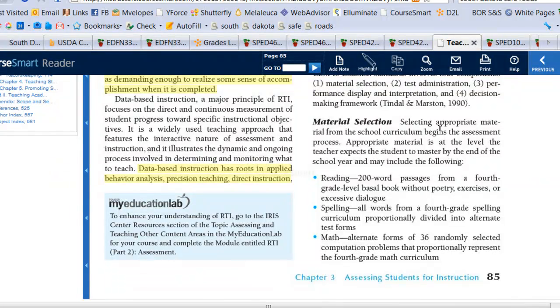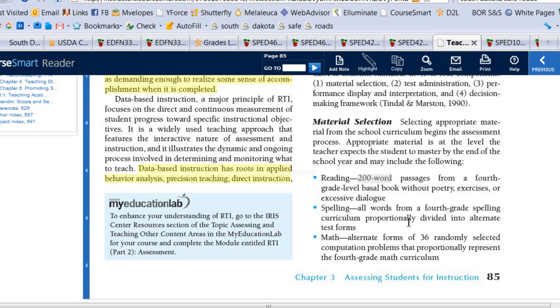So here's some examples of material. Selecting appropriate material from the school curriculum begins the assessment process. Where from? Yes, the school curriculum, whatever they're using. Appropriate material is at the level a teacher expects the student to master by the end of the school year. It may include reading a 200-word passage from a 4th grade basal book without poetry, exercises, or excessive dialogue. Dialogue is like quotations. Why? Because it's hard to get a true sense of their fluency when they're trying to figure out poetry or exercises or dialogue. But start with a 200-word passage, because remember, it's going to be a timed test.